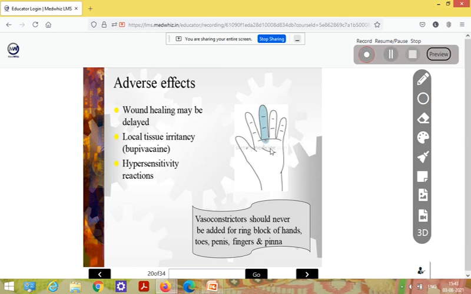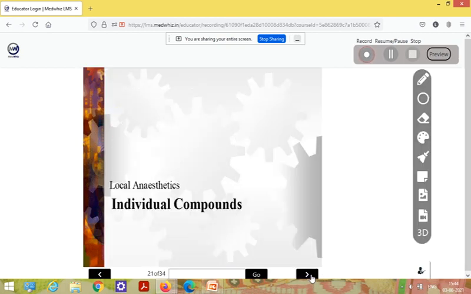So which are the places with end arteries? One is your fingertip, the other is your ear pinna, tip of the nose, and also the penis. In such places, you shouldn't be giving adrenaline mixed with a local anesthetic. And the adverse effects, as I have already mentioned: wound healing could be delayed, and certain drugs like bupivacaine can cause local tissue irritation. And hypersensitivity reactions, though less common with the mild ones, we can't totally rule them out. So let's talk about the individual compounds.